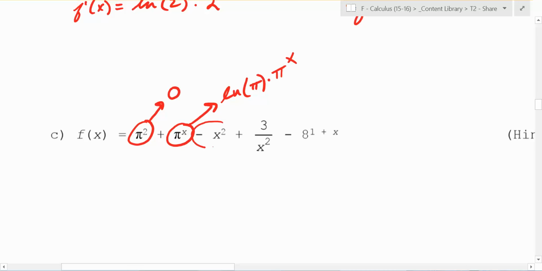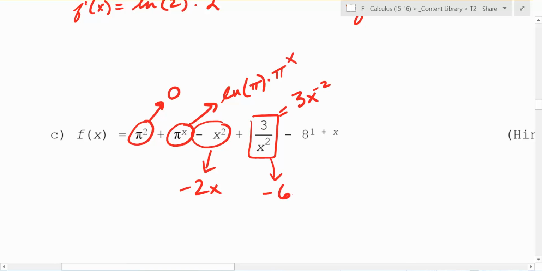And what's the derivative of this? 2x. Minus 2x. And then this one right here, you're like, I don't remember that. But what's that equal to? That's 3 times x to the negative 2. So what's the derivative going to be? Negative 6 times x to the what? You go down 1. Negative 3. So far we've done the derivative of the first 4 things.